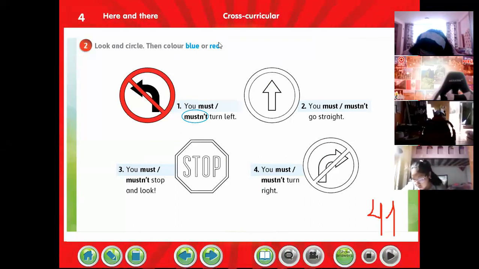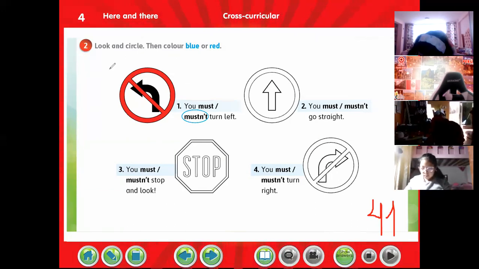For example, in the number 1 says, you mustn't turn left, no? Mustn't. That's rule number 2. Who can tell me? What is the rule number 2? One volunteer, raise your hand, please. What is, you must go straight or you mustn't go straight? No, must. Raise your hand, please. Number two. Must.